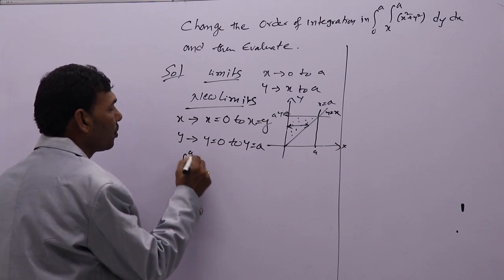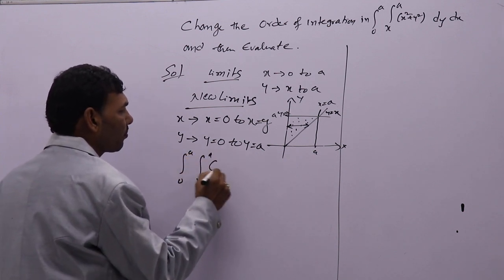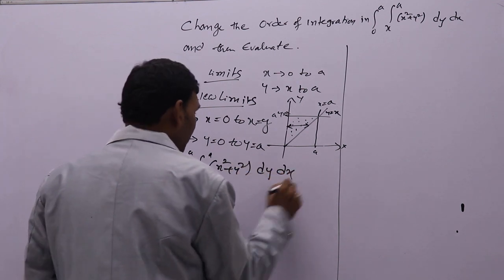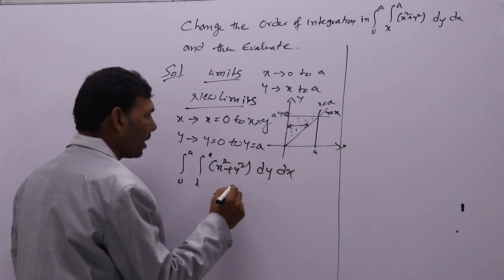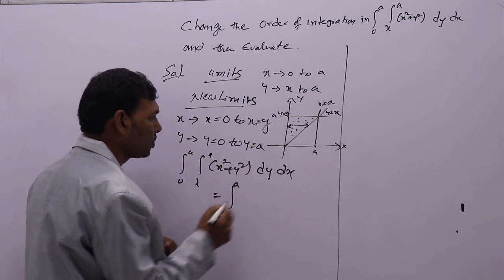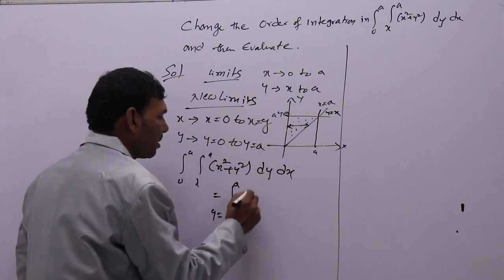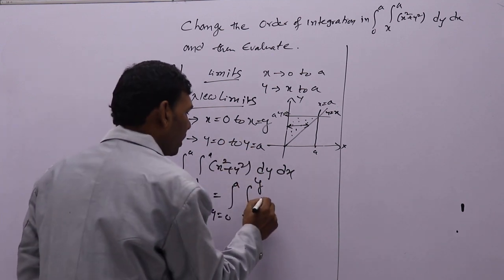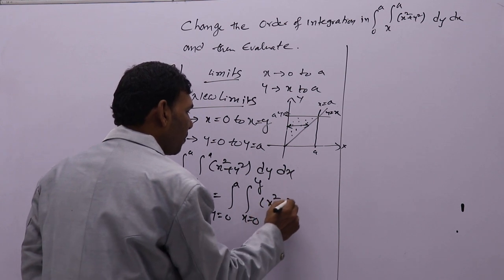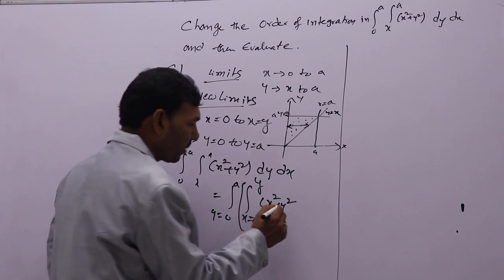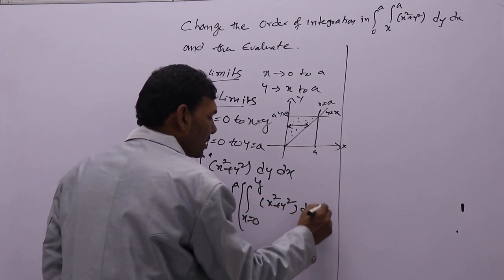Integral 0 to a, integral x to a, x square plus y square dy dx equals integral. Now change the limits. Y limits are constant: y equal to 0 to a, the new limits. X limits: x equal to 0 to y. This total integration of x square plus y square, first with respect to x because x limits are in terms of y, dx dy.